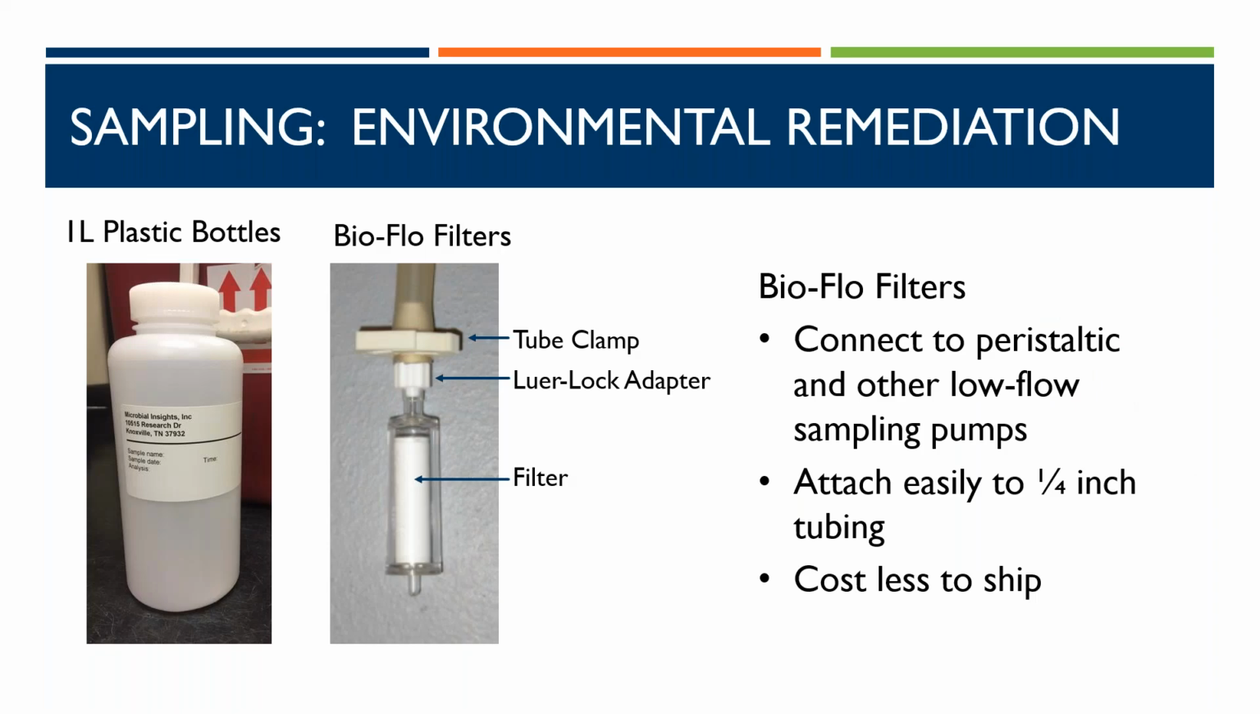For quantity and qPCR analysis for environmental remediation applications, groundwater samples can either be collected in 1-liter poly bottles or using bioflow filters, which can be connected to a pump at the site. The bioflow filters are recommended for low flow sampling and low turbidity samples, as they're lightweight for shipping purposes. But both methods yield equivalent results, and there's no extra charge for either type of supply, so it's really just your preference.